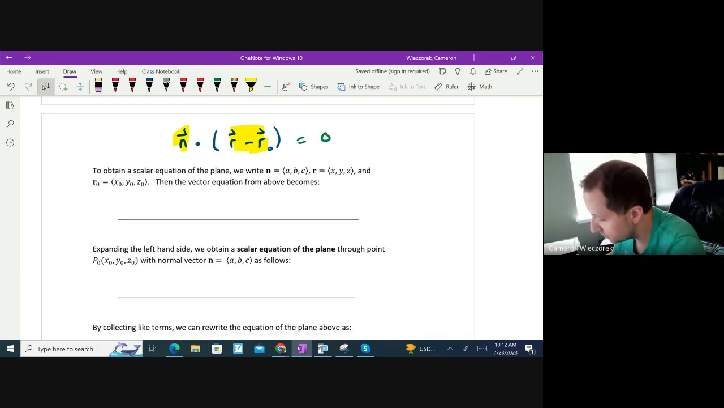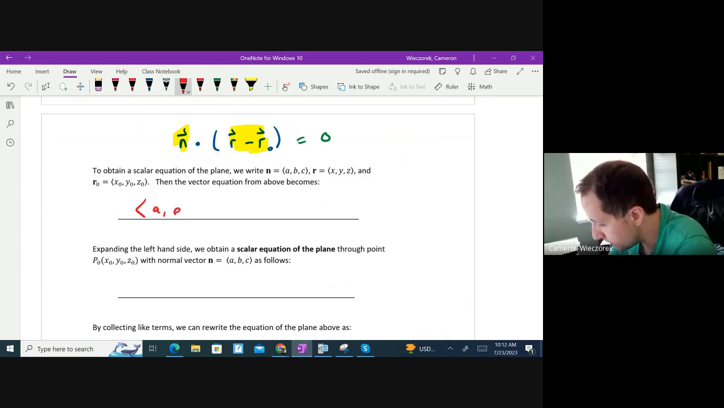Let's say our final vector is represented by coordinates x, y, z. So that would be the vector that starts at the origin and ends at P. Let's say r sub 0 has coordinates x naught, y naught, z naught. That was the vector that started at the origin and ended at P naught. Then let's expand a little bit here.